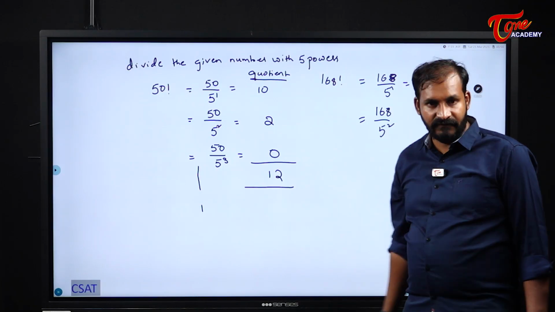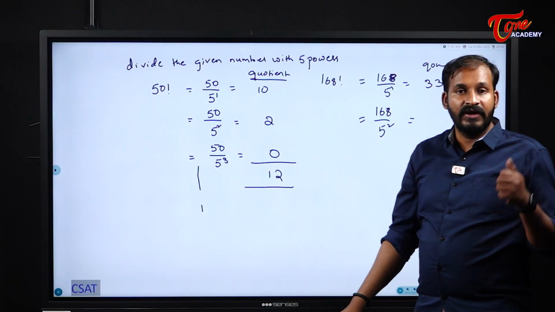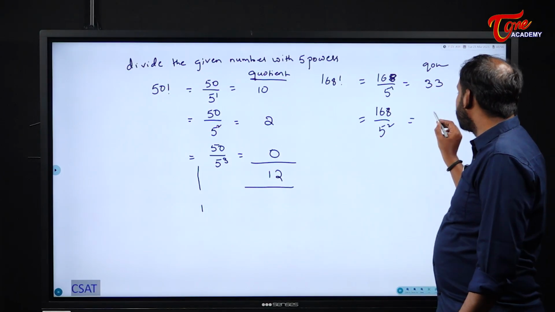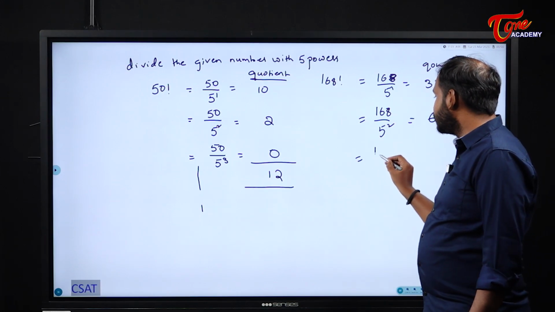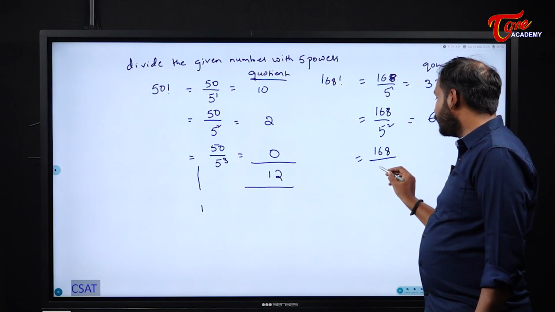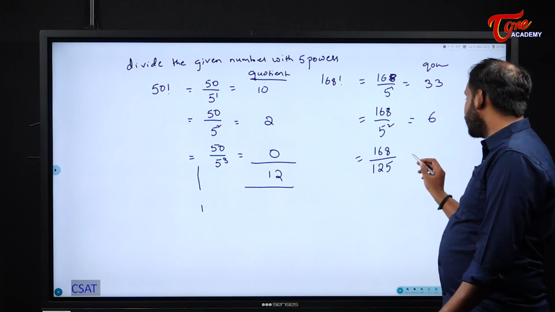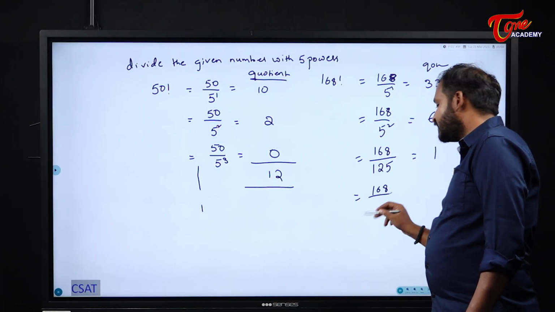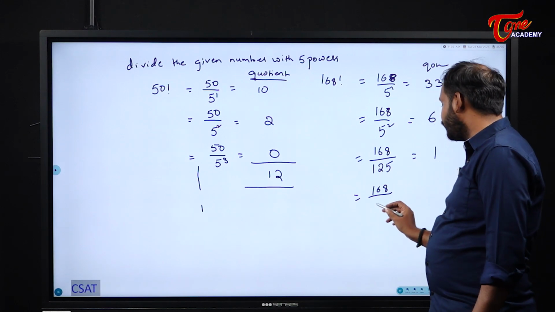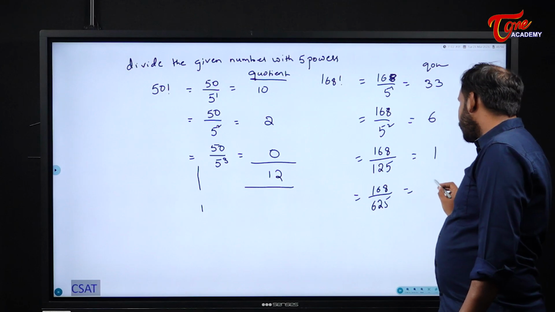5 square is what? 25. So, 168 by 25, what is the quotient I will get? 25 sixes are 150, right? So, quotient will become 6. Next, 168 divided by 125, because 5 cube is 125. So, what is the quotient I will get here? 1. Next, 168 divided by the next power, 5 to the power of 4, that is 625.